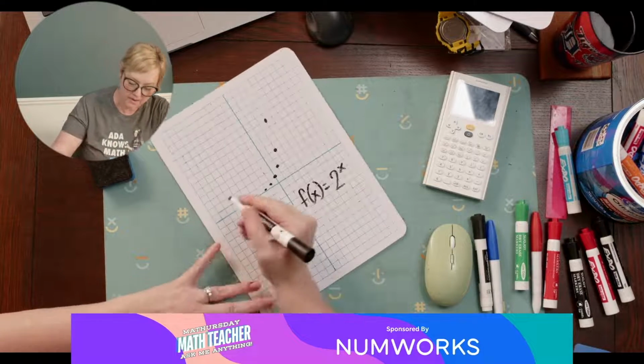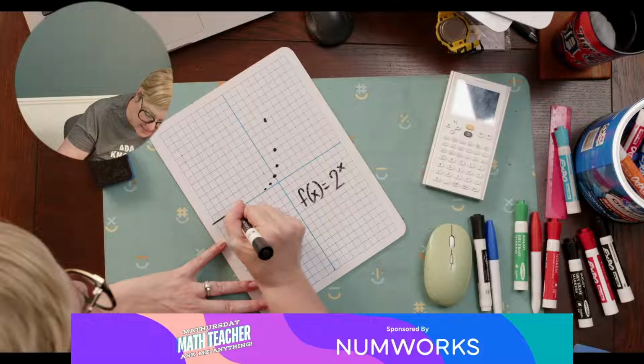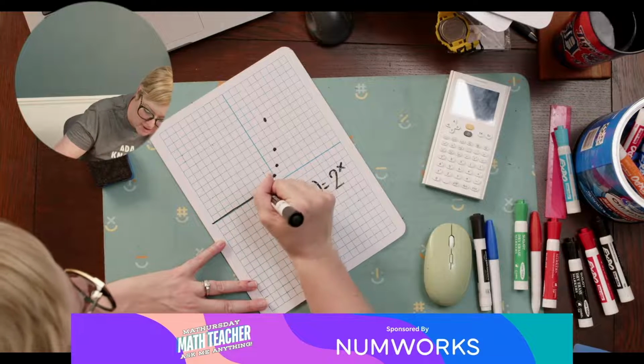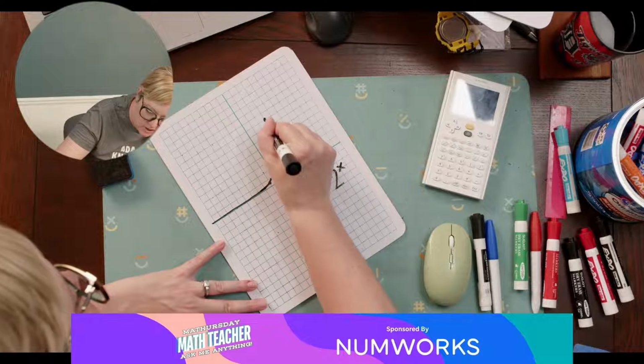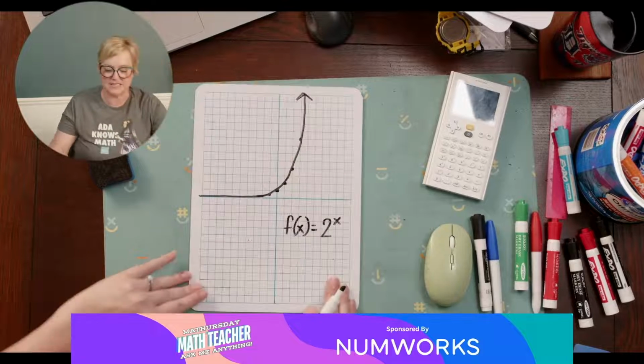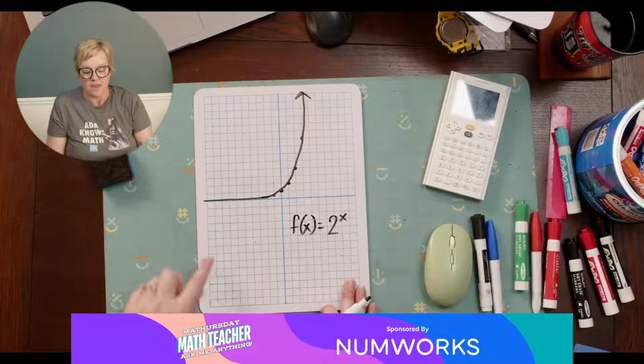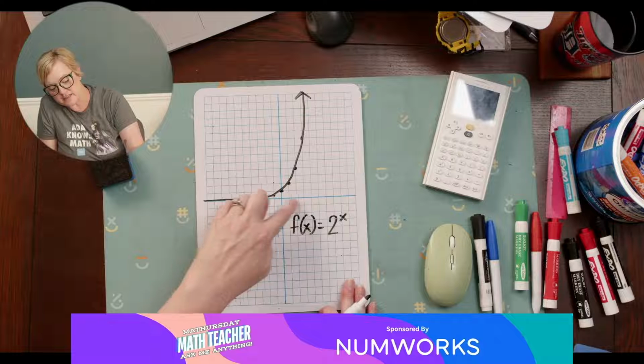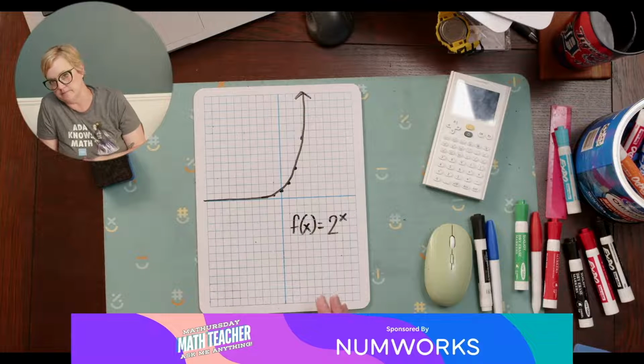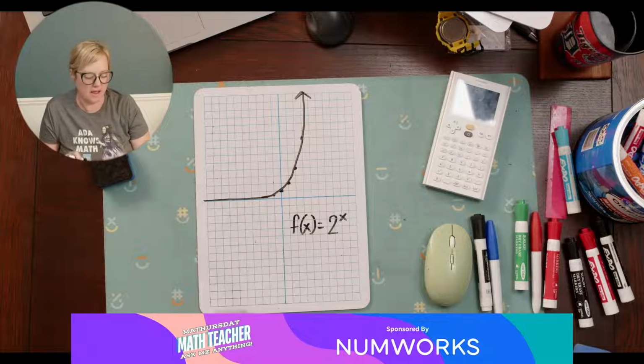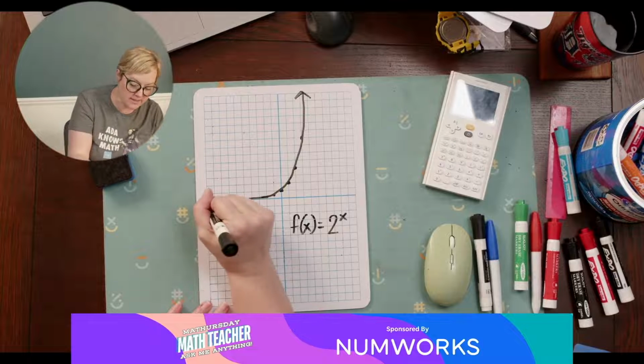So here, this graph is never going to actually cross 0. It's going to get closer and closer to 0, but it's never actually going to reach there. The fact that it's never going to cross there, that's called an asymptote. But it's never going to cross it.